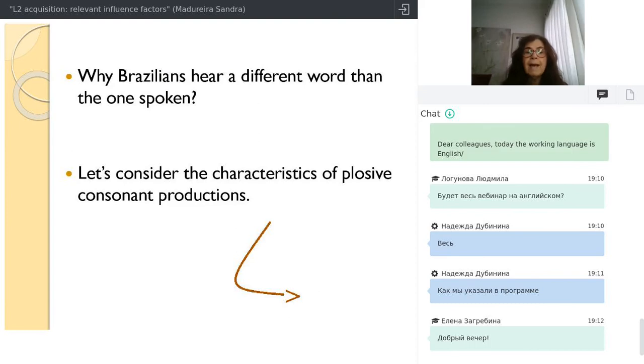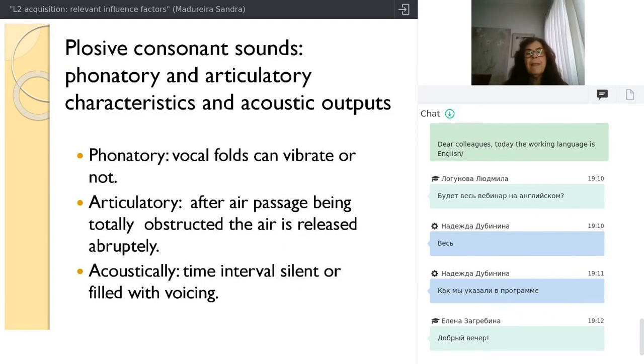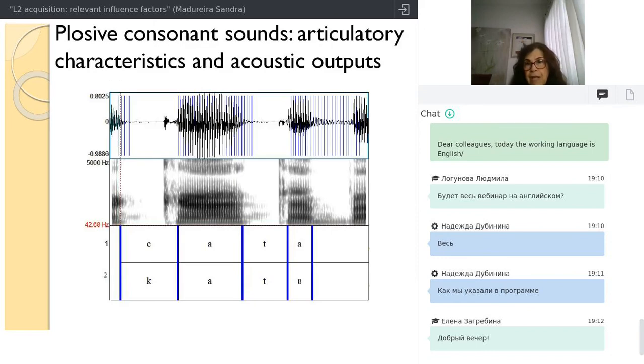So, when we have, for instance, this plosive consonant production, right? Let's consider the elements that are involved in there. Well, the vocal folds can vibrate or not. In p, t, and k, it doesn't vibrate. In b, d, and g, it vibrates. Articulatorily, you have the air passage being totally obstructed, and then it's released with a plosion, right? And acoustically, you can have silence. This silence, for instance, in the unvoiced sounds, right? And in the voiced sounds, it is filled with a humming from the voicing, right? Of the vibration of the vocal folds. So these are the ways plosive sounds are produced, right?